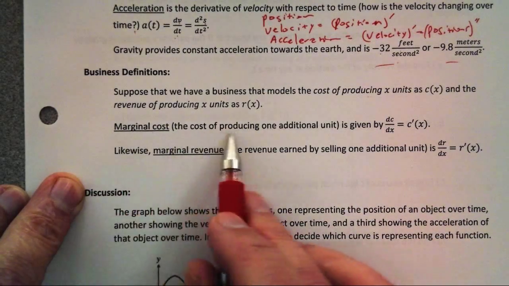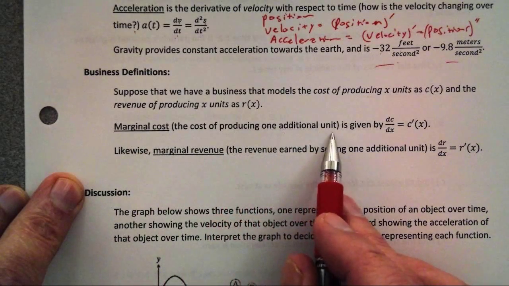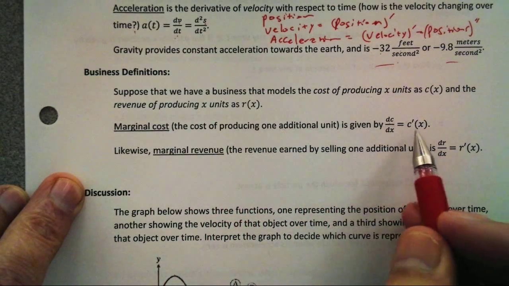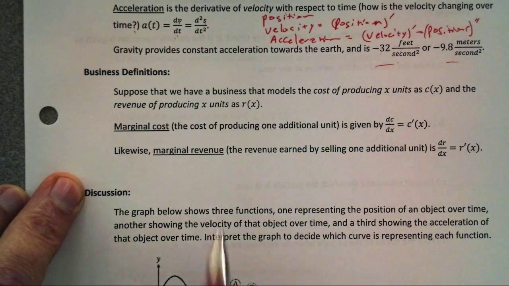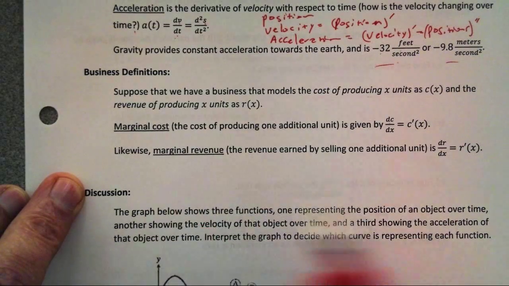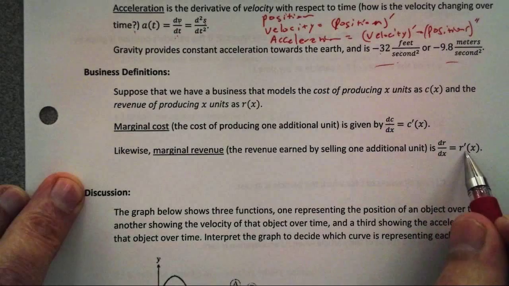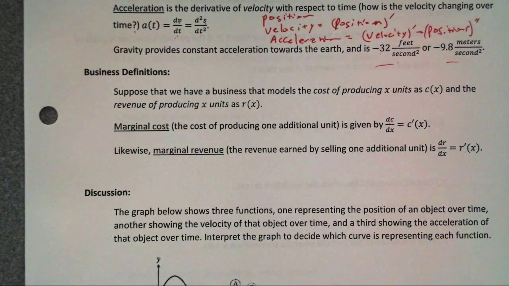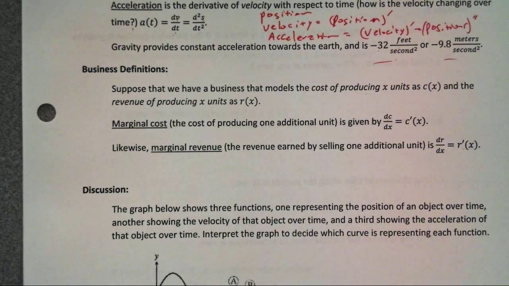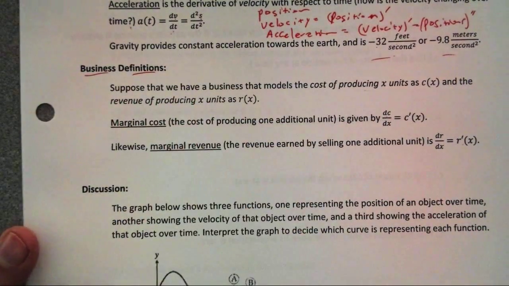Marginal cost is the cost of producing one additional unit, and that is the derivative of the cost function. And marginal revenue, likewise, is the derivative of revenue. Okay, there are whole entire courses built on business calculus.